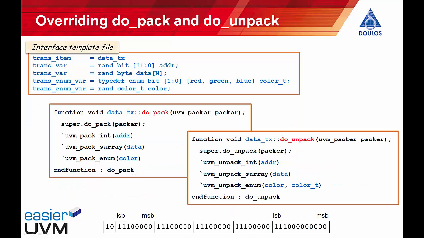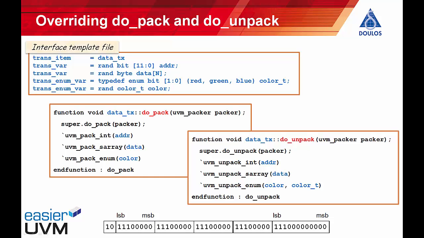Now, how about overriding these methods? Well, of course, that's done by overriding do_pack and do_unpack. And once again, there's a set of helper macros that you can use in overriding those methods, macros like uvm_pack_int and uvm_unpack_int. And once again, all of this code has actually come from the Easier UVM code generator, or you could write it yourself, or when you become more expert, you can use the field macros if you wish.